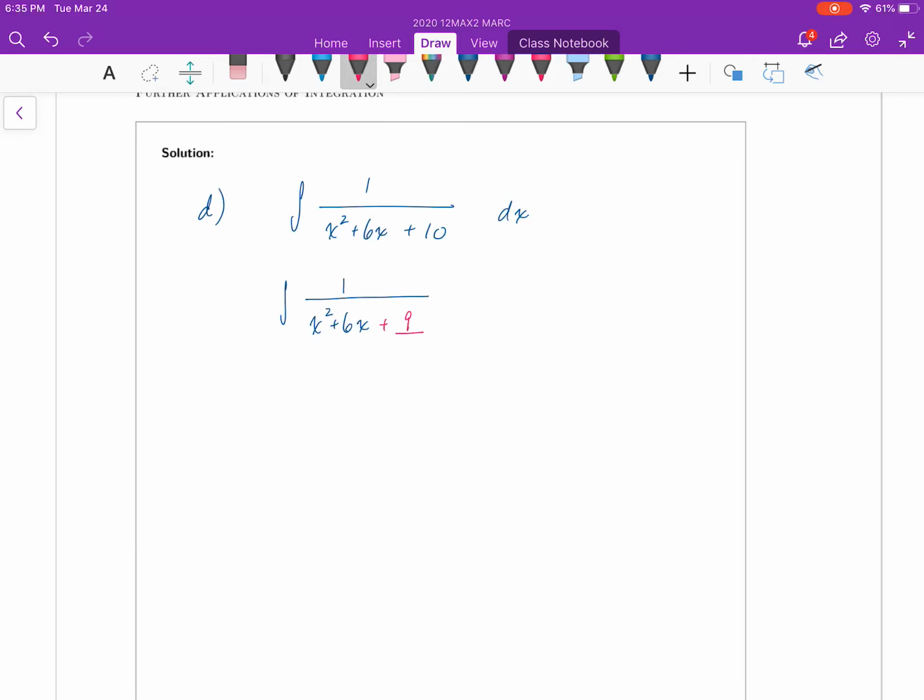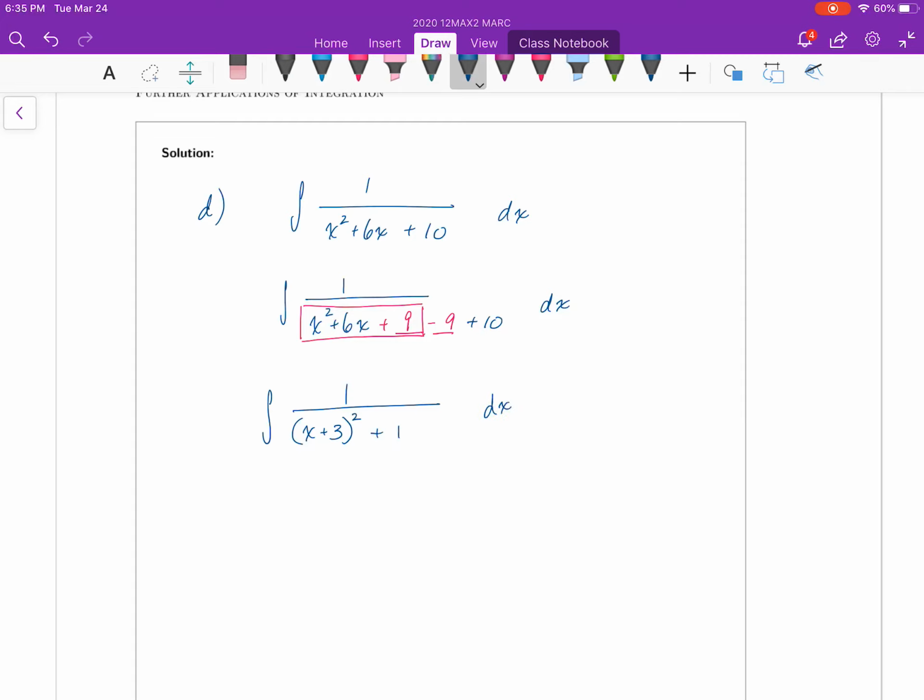But I can't just add 9. So one way to think of simply adding 9 is adding 9 and subtracting 9, because I'm really not actually changing the numeric value of the denominator. So then the first 3 terms will factor into a perfect square. So x plus 3 quantity squared, and then the last 2 terms, minus 9 plus 1, simplifies into plus 1. So that's one way to think of it.